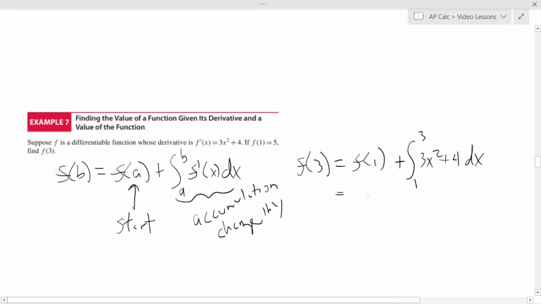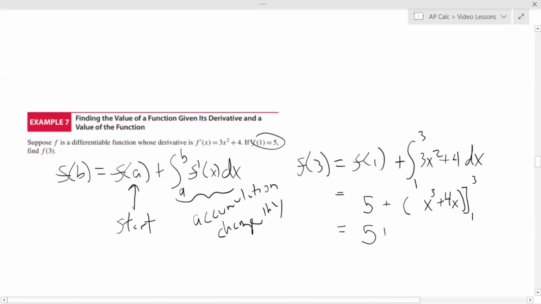So f of 1 is 5. That's given. Plus, now here we're going to have to anti-differentiate. The new exponent would be 3, multiplied by 1/3 cancels the 3 that's there. So it's just x cubed. Plus the antiderivative of a constant is that constant times x. And then we're going to evaluate this from 1 to 3. So just be careful here.